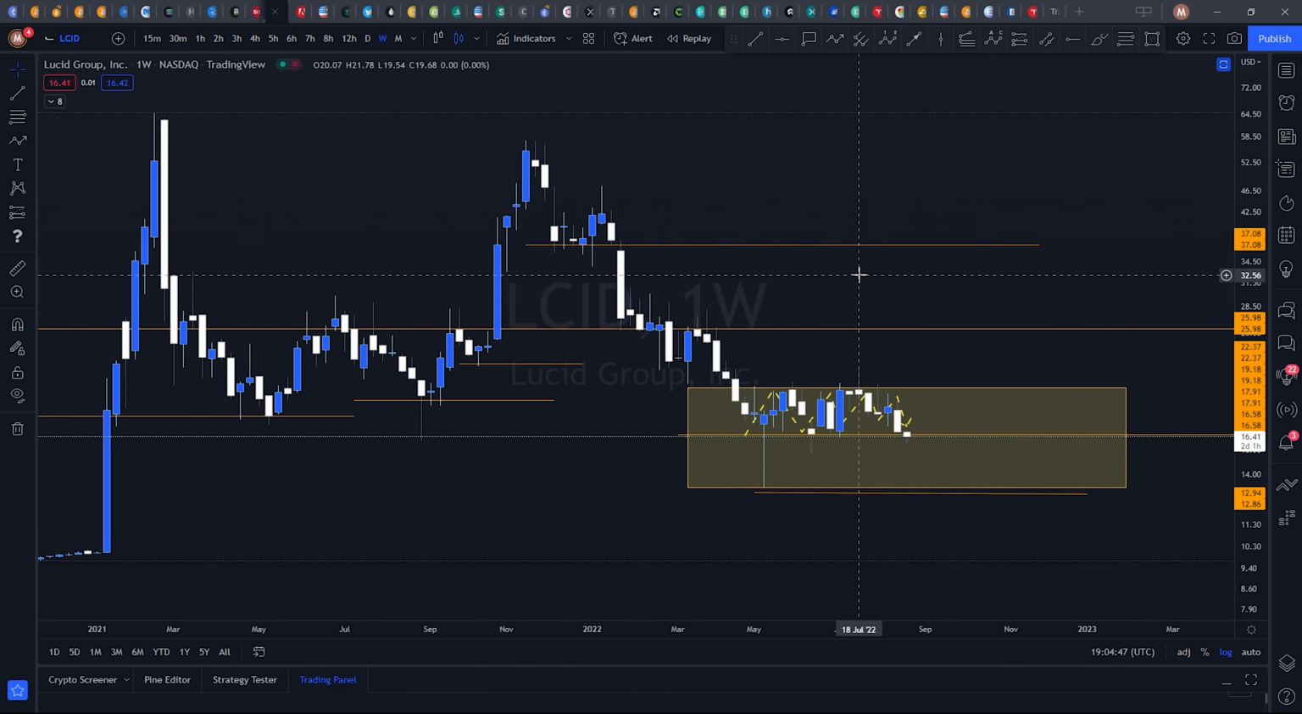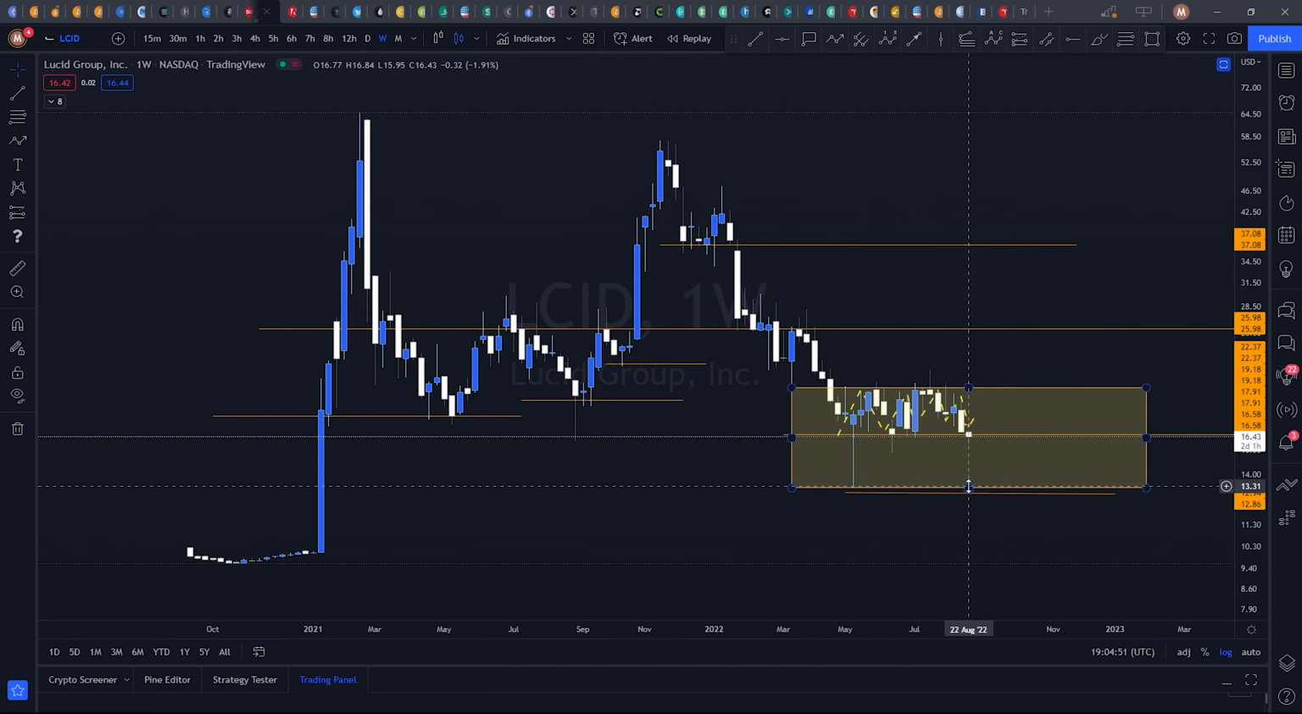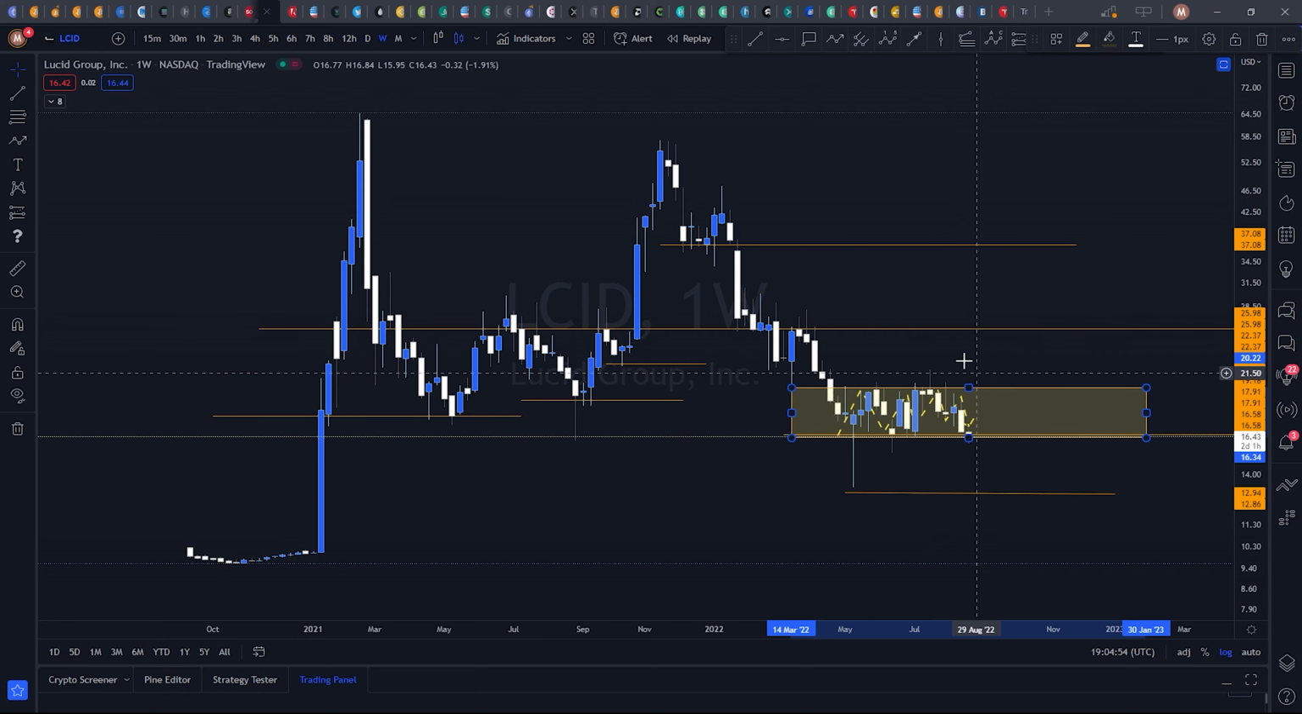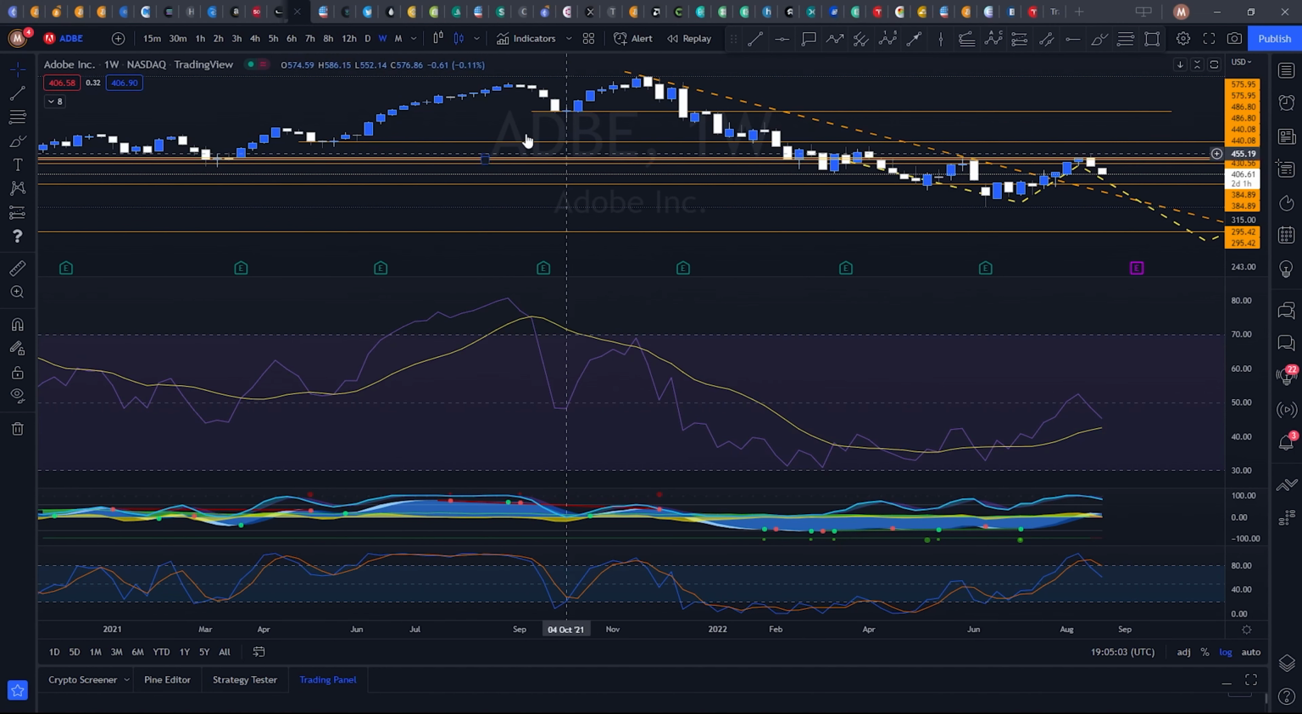Sorry. Kind of breaking the lows. We talked about this before. They're down in the zone, but the reality is this is your consolidation. Long, short, long, short, long, short. Lucid's been really good about this. Really, really good.